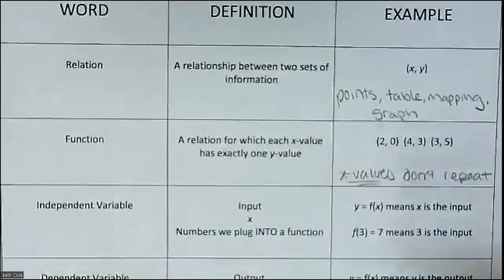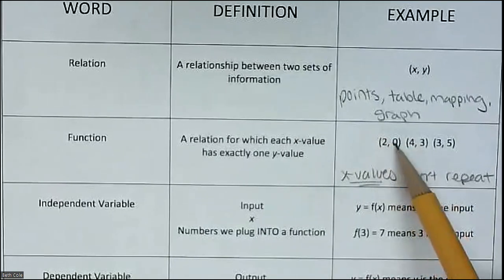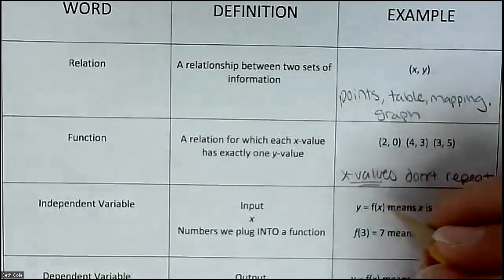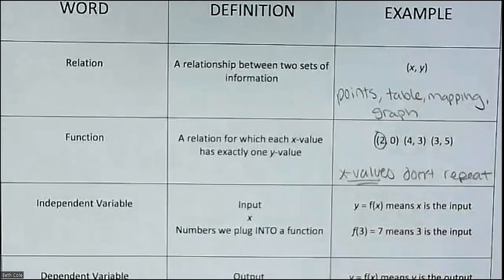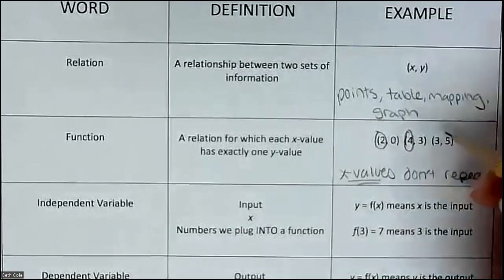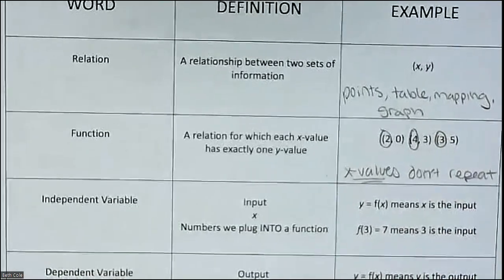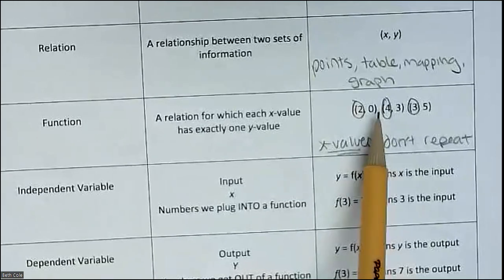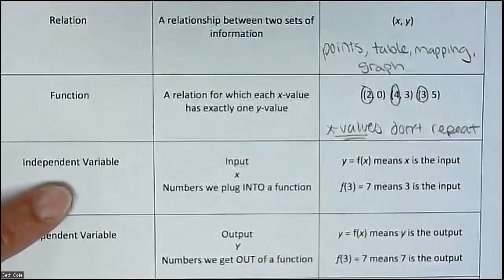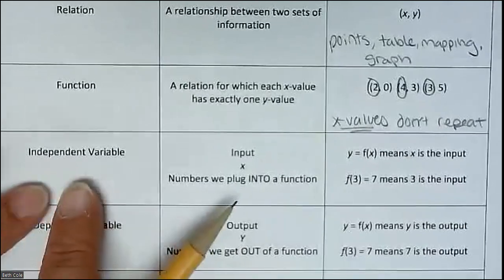So if you look at this one right here, out of 2 or 0, which one's the X number? 2, good. Out of 4 or 3, which one's the X number? 4. And then the other one, 3. Okay, X comes first, then Y. X comma Y. We have 2, 4, 3. Do you see how none of them repeat? Good. That's a function. Okay. Good. This should hopefully be reviewed, but this is all your vocabulary.